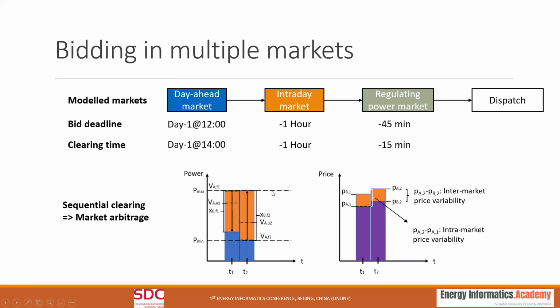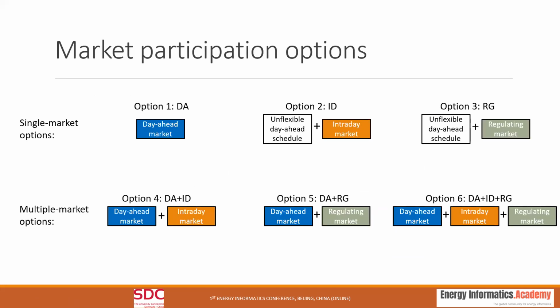And so the question now is, how does flexibility, or the amount of flexibility you have, allow you to make use of these different price variabilities? And so to test that, we have these 6 different options. Some of them are single market options, and some of them are multiple market options where you bid into several markets flexibly. Option 4 being essentially what I explained in the previous slide, with the interaction between the day ahead and the intraday market.